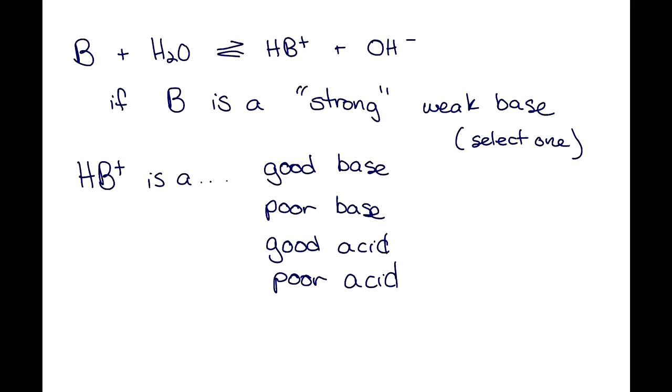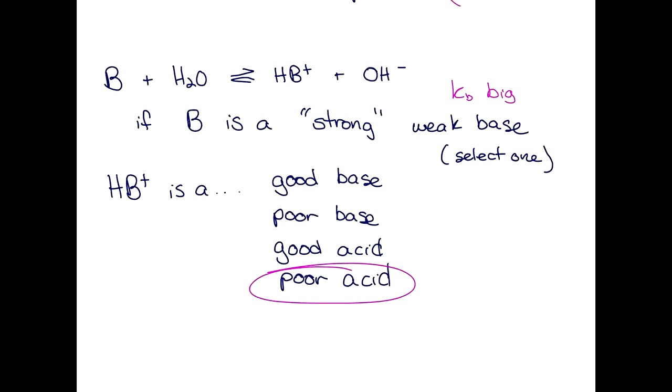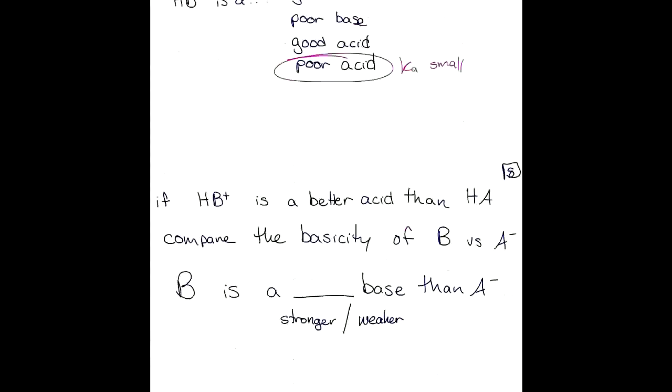B, if B is a really good, strong base, that means its Kb value is a big number, a large number. HB plus, though, is going to be a what? Good base, good acid, poor acid? It's going to be a poor acid. Yes, poor acid. What will its Ka value be? Small. Good. All right, let's keep going.